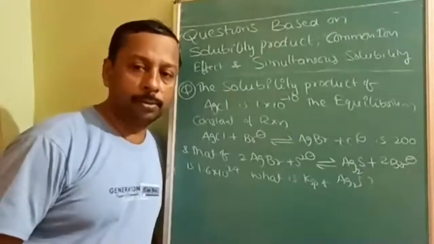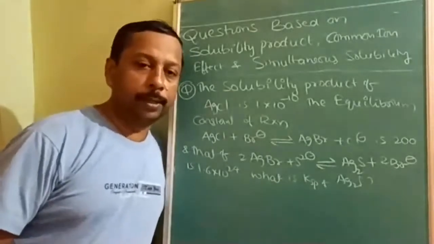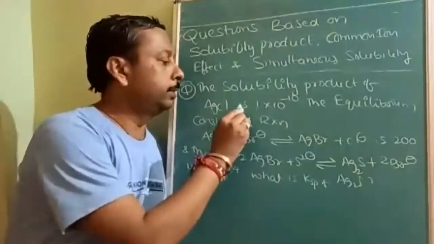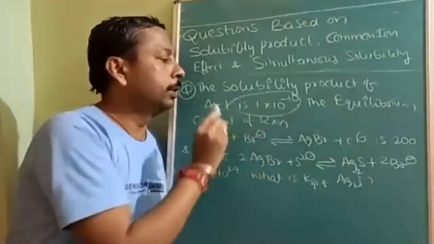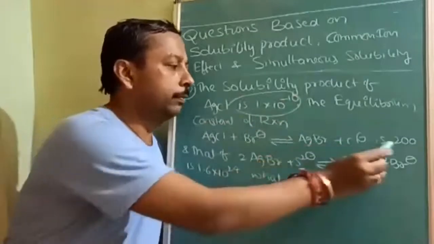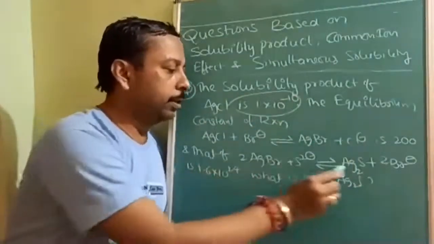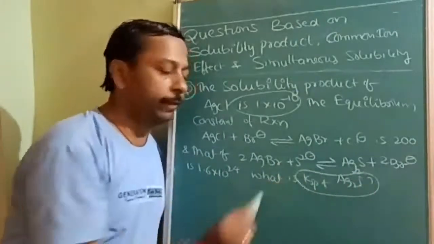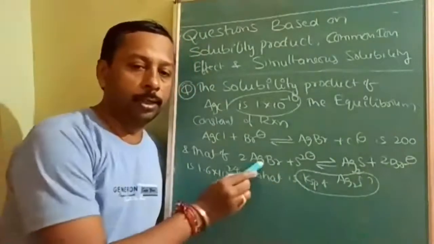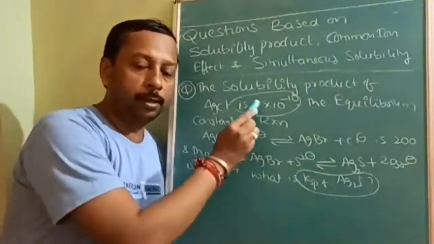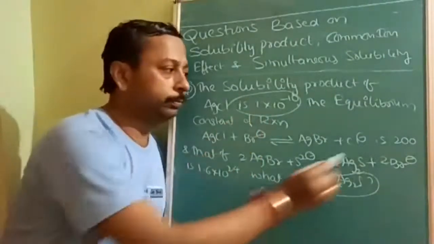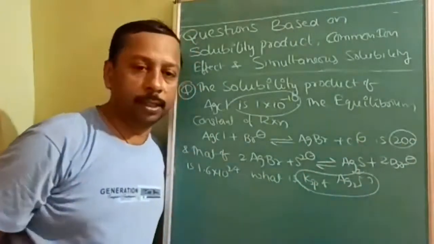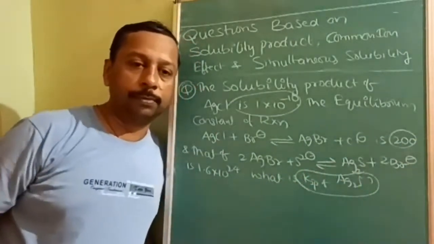Okay, now slowly, an in-depth and complicated question. The solubility product of AgCl is given, and the equilibrium constant of this is given, and the equilibrium constant of this is given, and you have to find out the solubility product of Ag2S. Two equilibrium constants and one solubility product are given, and another solubility product you have to find out.